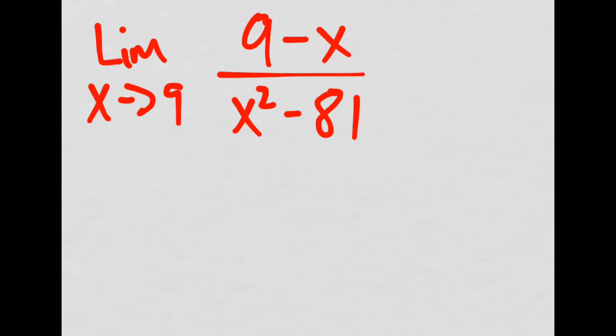So if I plug 9 in here, I get 9 minus 9 on top, 0. 9 squared is 81. 81 minus 81 is 0. If you get 0 over 0, you have to do something. I can't have that. So I have to factor.